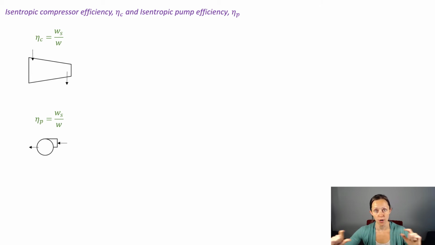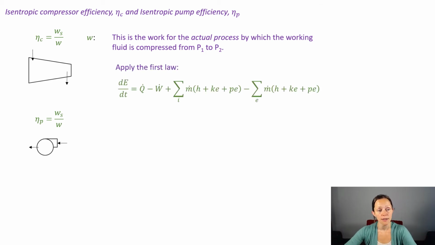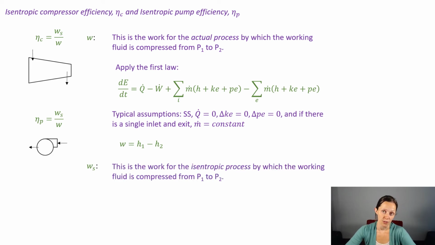You get the isentropic work over the actual work. So you'll notice it's flipped from the turbine. So the isentropic work is on top. The actual work, that's the work required for the actual process going from P1 to P2. So if I apply my first law, it's an open system. I apply all the appropriate assumptions, got things in terms of H1 and H2. And then if I look at the work required for the isentropic process between those two pressures, I get the same thing, except I want to make sure that I put a little S beside the work term and the enthalpy at the end of that isentropic process to differentiate from the actual process.